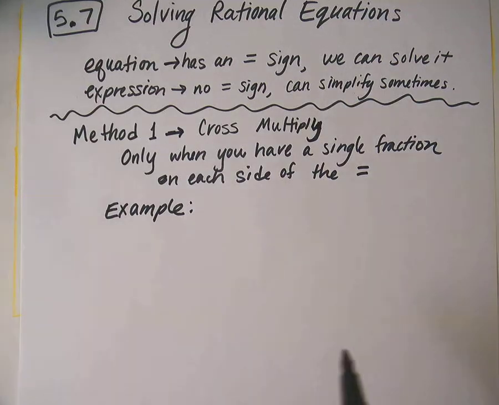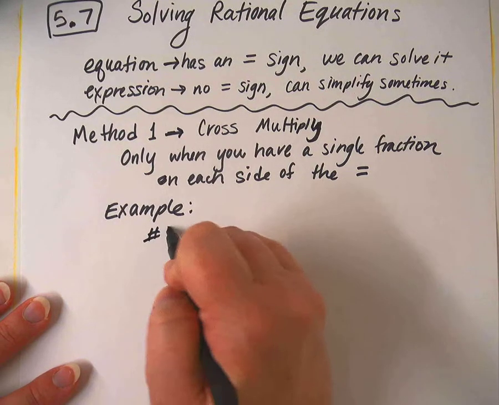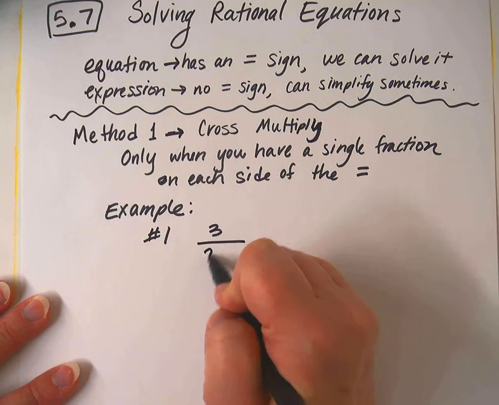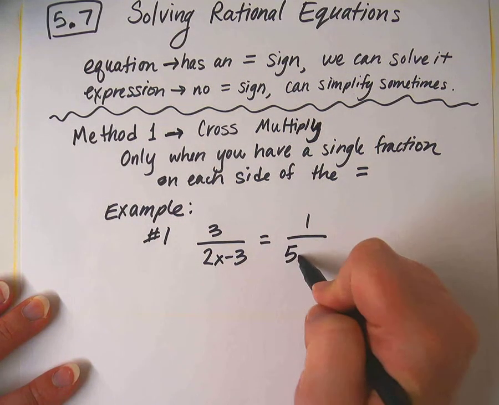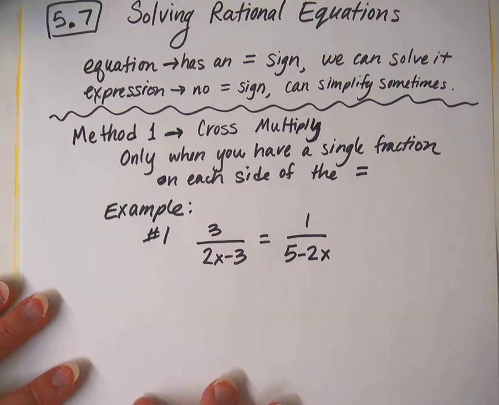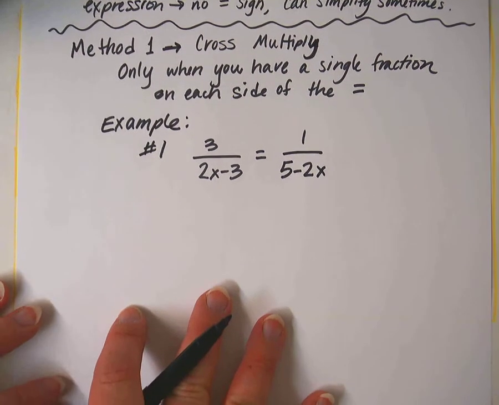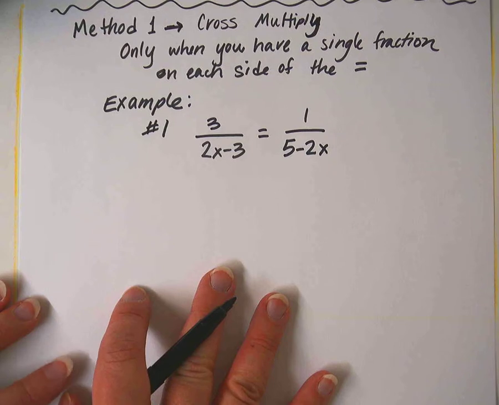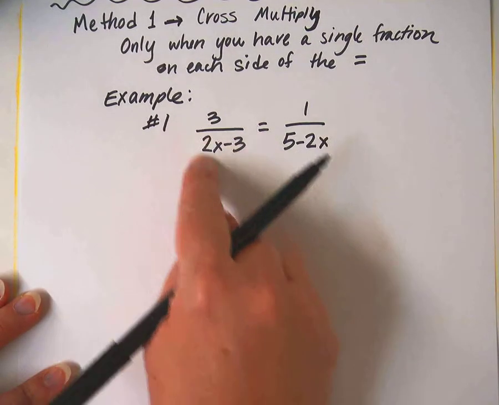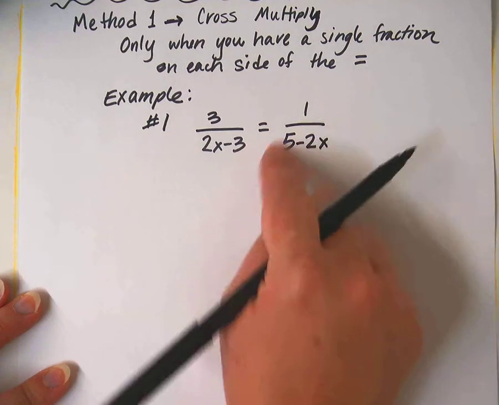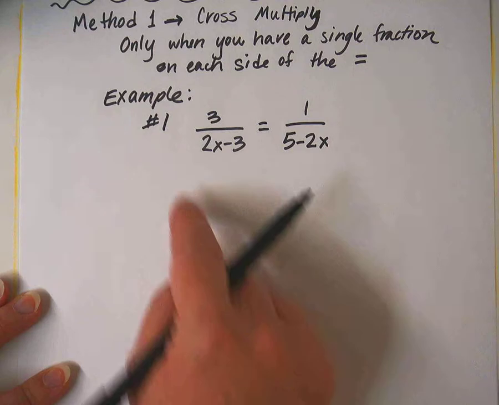Alright. Let's do 3 over 2x minus 3 equals 1 over 5 minus 2x. I'm going to move this whole thing up so we can see it a lot better. Okay, so notice how I have 1 fraction over here equals 1 fraction over there. Technically they're rational expressions, not fractions, but it's just easier to say that.